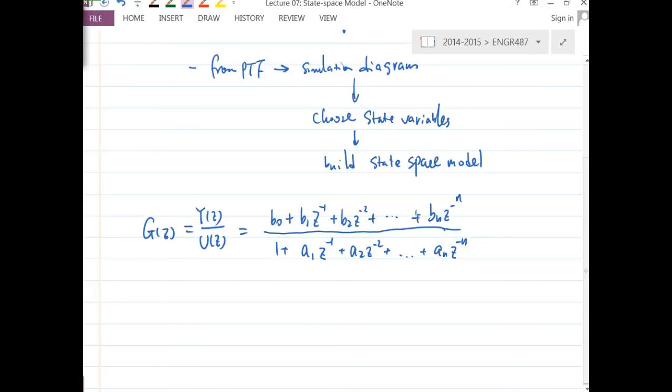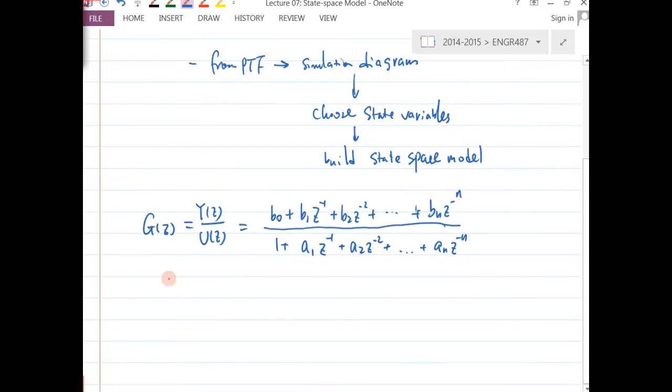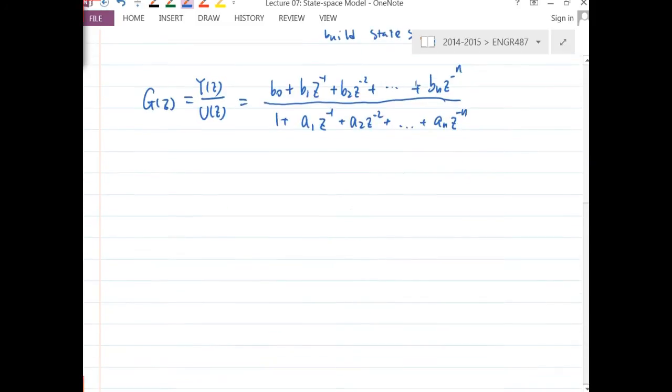This is pretty general, so I'm going to use a more specific case to go over this kind of structure. Look at the first one, case number 1: we're going to construct the so-called control canonical form.